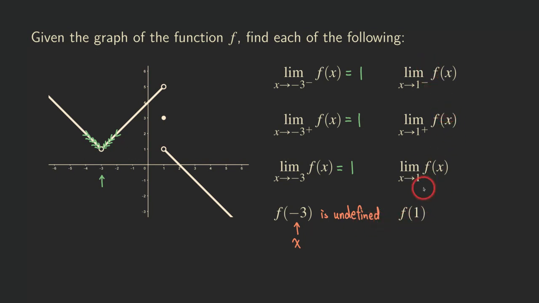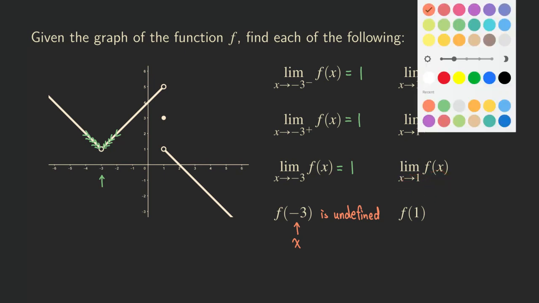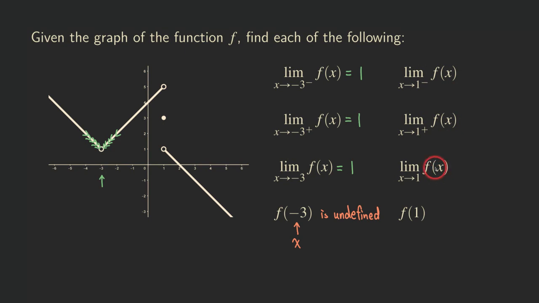Okay, now let's look at this column right here. This time we are going to look at the function when x is approaching 1, right? 1 from the left side, 1 from the right side, and then approaching 1 from both sides. And let's see what's going on here. So what happens is that when x is approaching 1 on the left side, this time we are looking at this. This is the 1, right? When x is approaching 1 from the left side, then we are looking at this piece of the function right here. Do you see what's going on here?